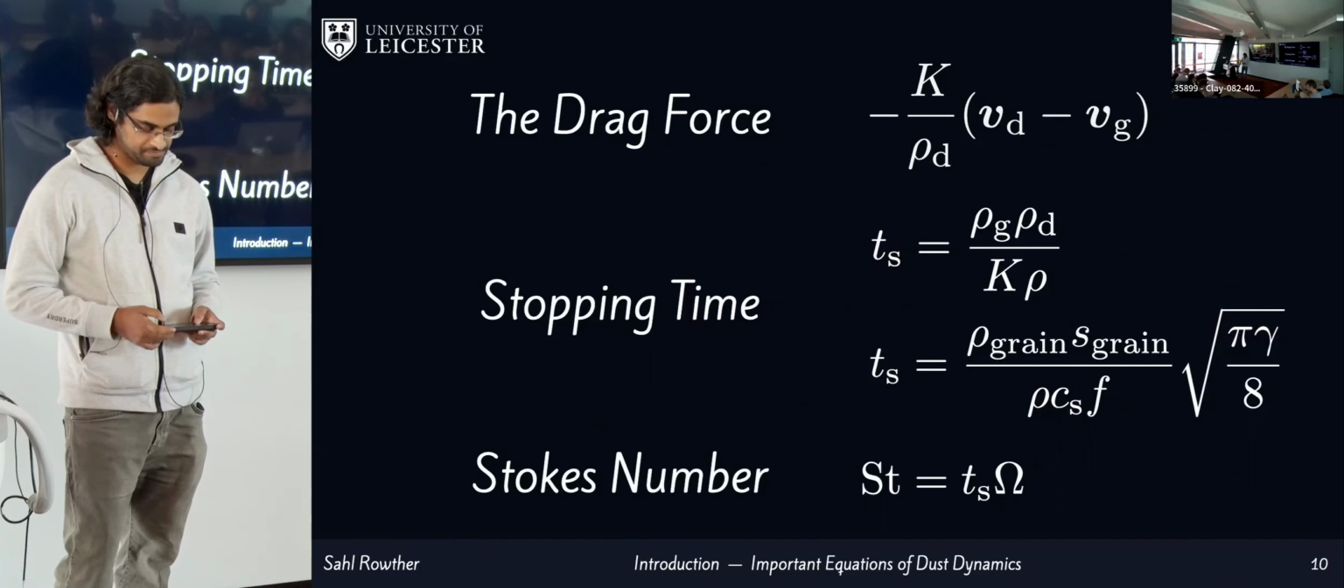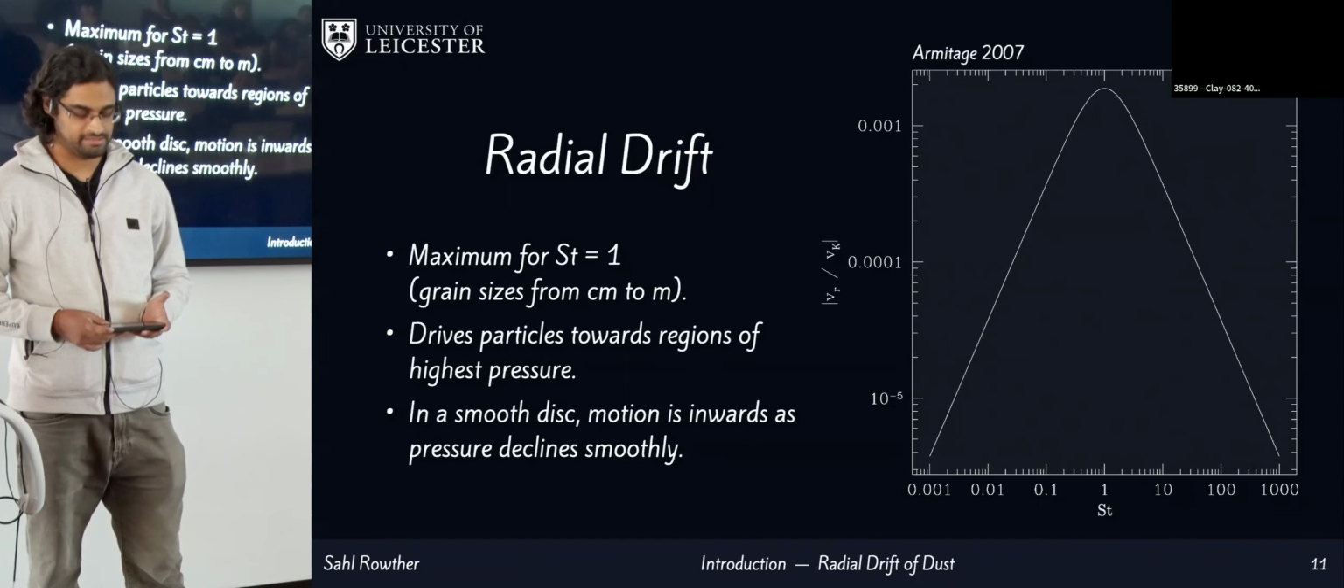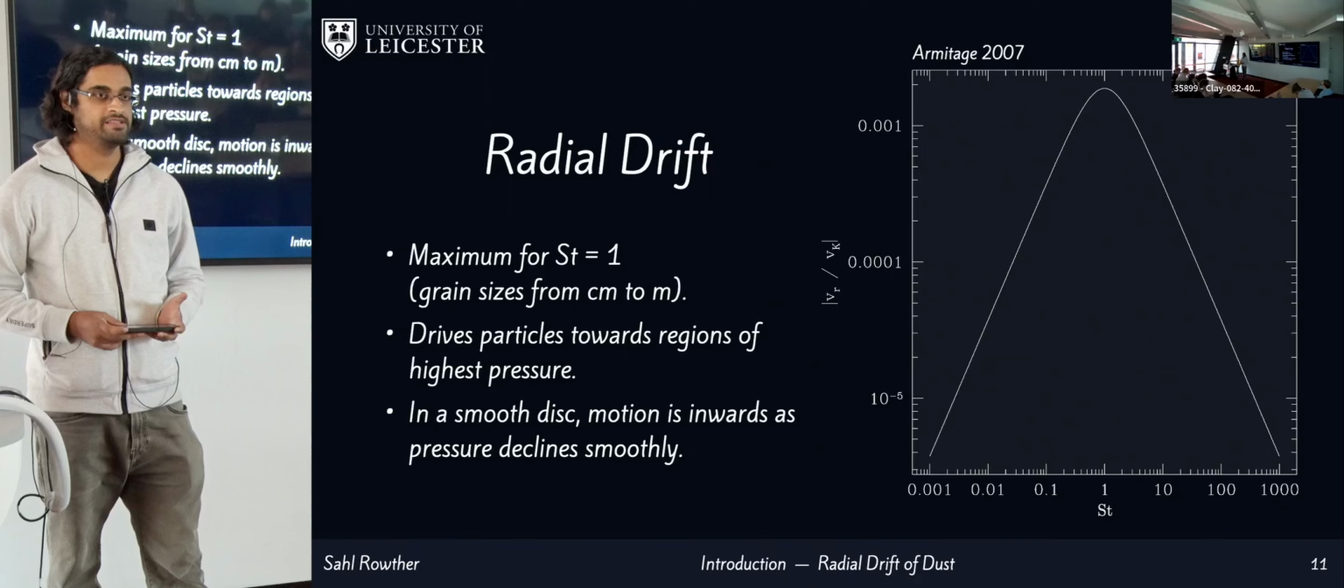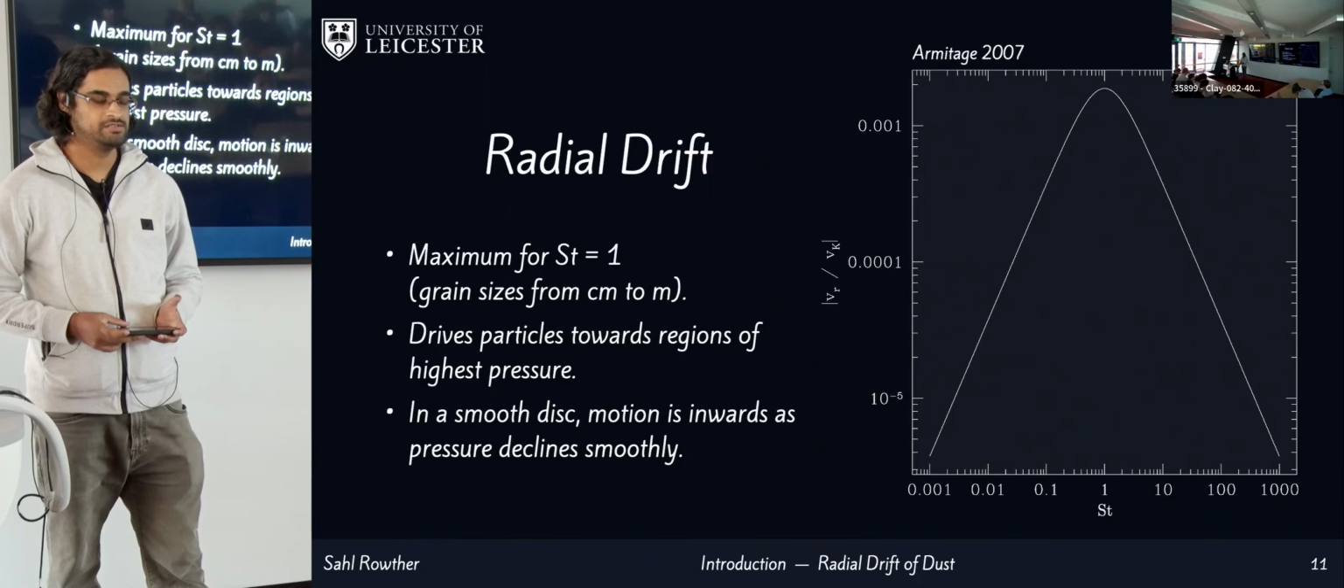And this leads to the second challenge for planet formation, which is radial drift. The drag force will drive particles towards regions of highest pressure. So for a smooth disk, this will often result in inward migration as the pressure is declining smoothly.